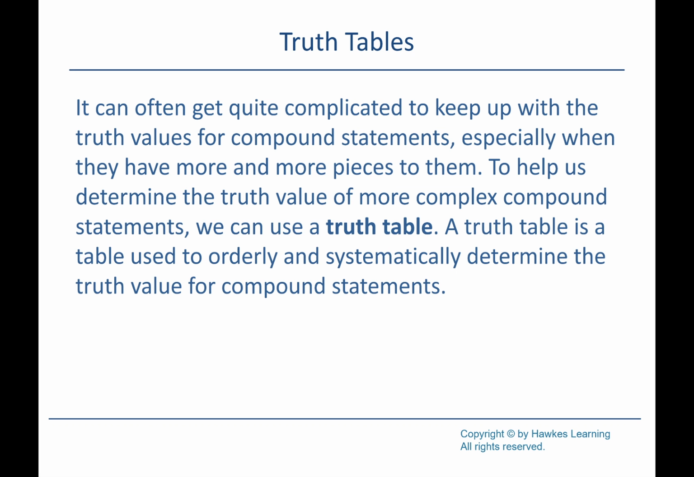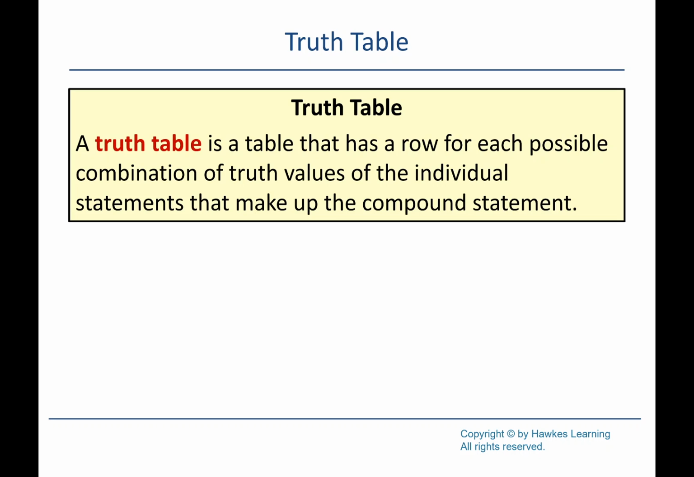So let's get our definition here. When we talk about a truth table, it's a table. That part's pretty clear. The idea is that we're going to have a row in our table for each possible combination of logic values we could have. So if we have a logical statement with two simple statements joined together, then we'll have a row for each possible true-false combination.